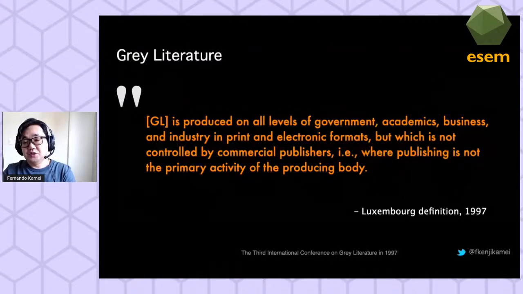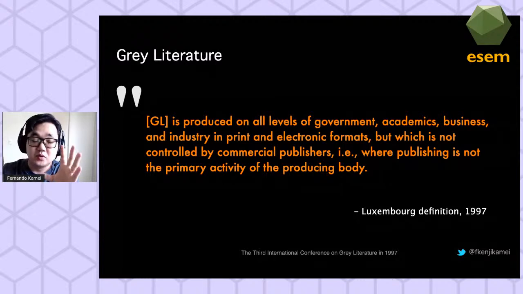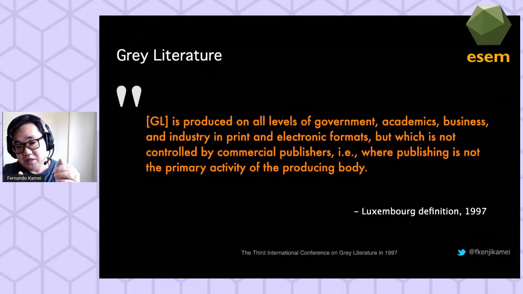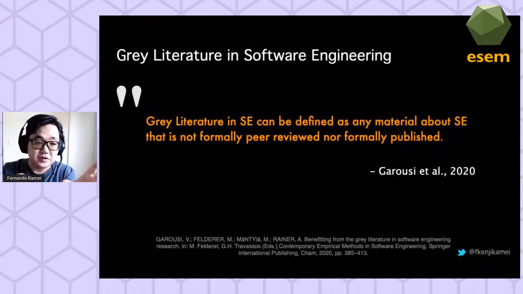So what is gray literature? The most common definition, called the Luxembourg definition, stated that gray literature is produced on all levels of government, academics, business, and industry, in print and electronic format, but which is not controlled by commercial publishers. Recently, Garousi proposed the following definition for software engineering. Gray literature in software engineering can be defined as any material about software engineering that is not formally peer-reviewed nor formally published.